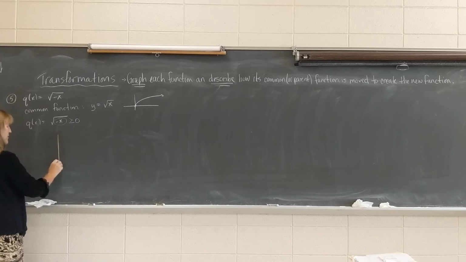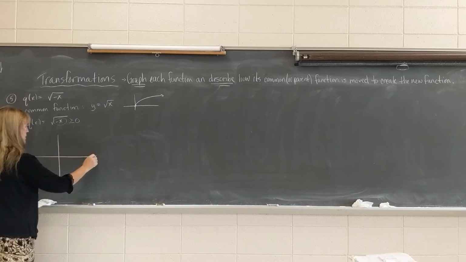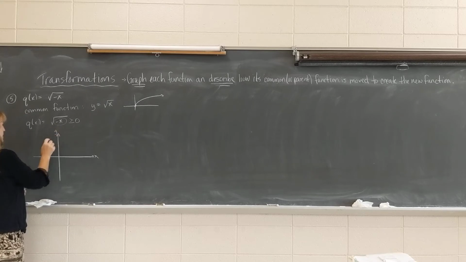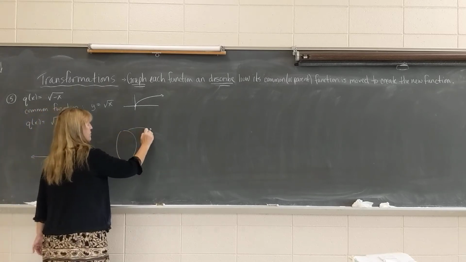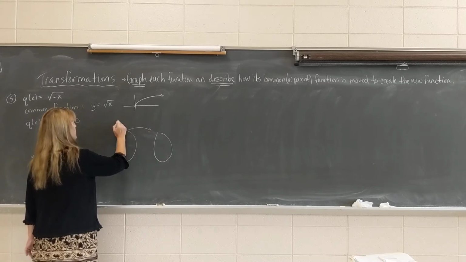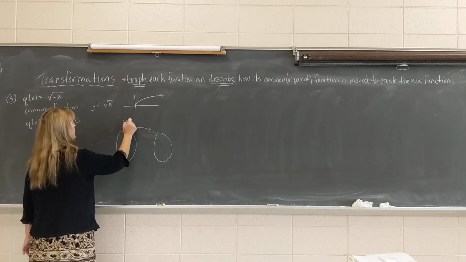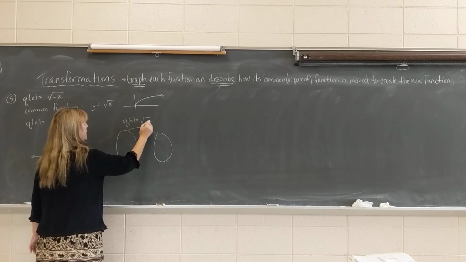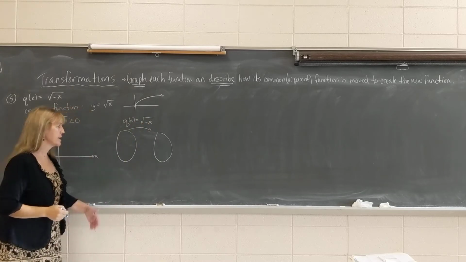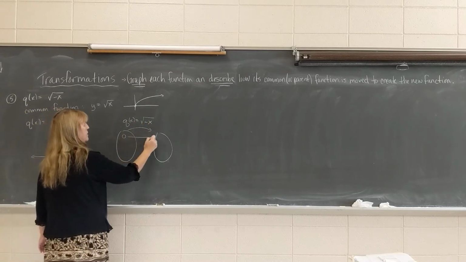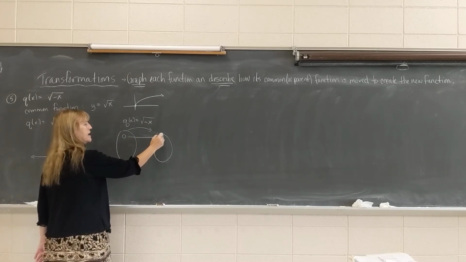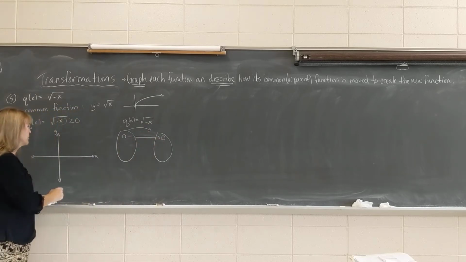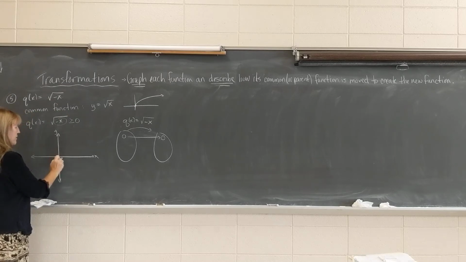Okay, I want to graph this sucker. So I'm going to start over here with my mapping, and I'm going to say q of x is the square root of negative x. Now I want to pick a number. I'm going to pick a 0, and if I negate 0, I get 0, and I take the square root of 0, and I still have 0. So 0, 0 is definitely a point on my graph.